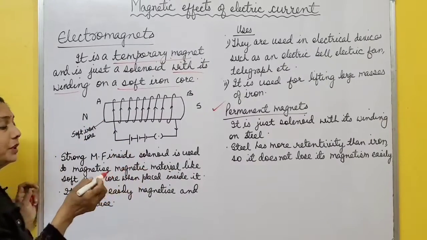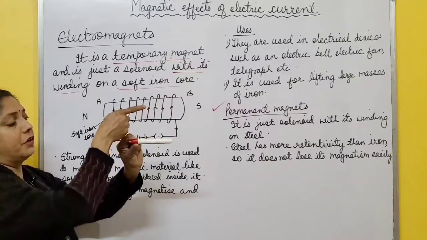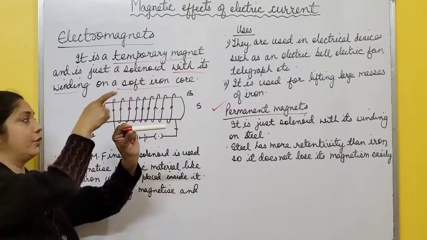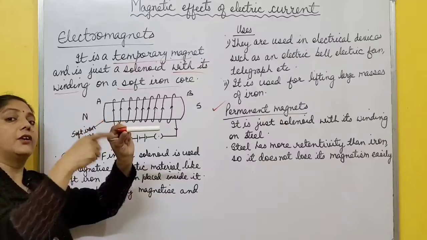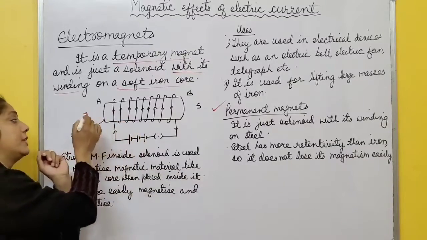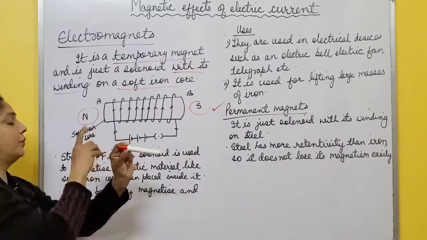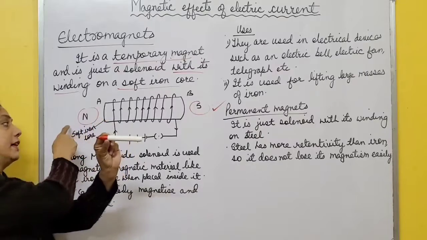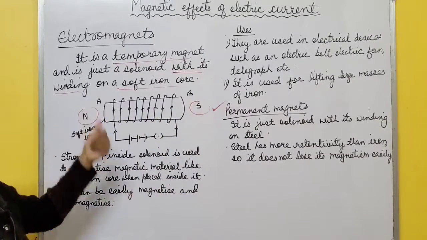How do you find north pole and south pole? Suppose this is a solenoid and insulated copper wire is like this one. Current is flowing like this one. It means from this end A, it is flowing in anti-clockwise direction. And according to clock rule, anti-clockwise direction means this side north pole and that side south pole. If current is flowing in clockwise direction from this end A, right? Then this side becomes south pole and this side becomes north pole. In this way you can easily find north and south pole.